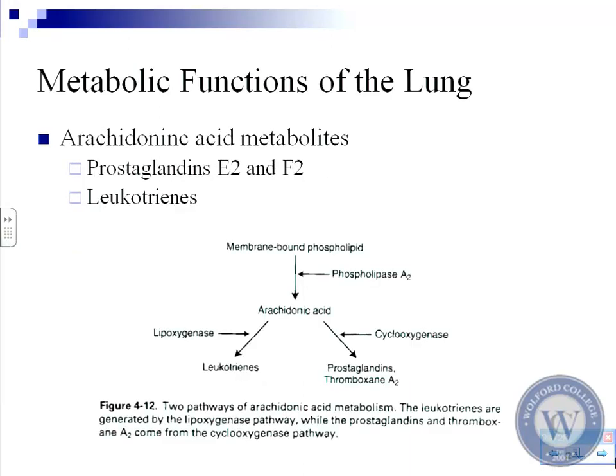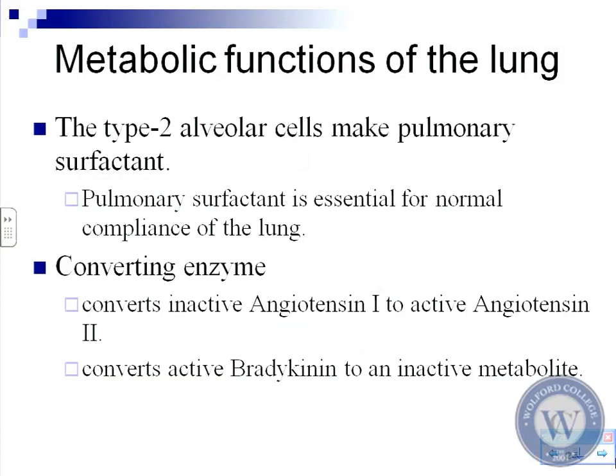There are also metabolic functions of the lung. There are many conversion reactions taking place. You have arachidonic acid metabolites that convert to prostaglandins E2 and F2. You also have leukotrienes produced in the lung itself. You have increased production of prostaglandins and thromboxane by the lung itself. The type 2 alveolar cells also make pulmonary surfactant. This is essential for normal compliance of the lung.